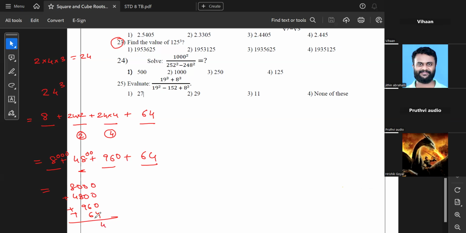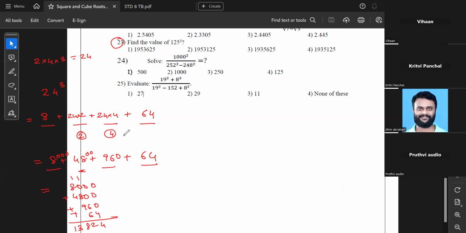The last digit goes as 4, this goes as 12 with 1 carry, 9 plus 9, 18 with 1 carry, 9 plus 4 goes as 13. So 13824 will be the cube of 24. So 24 multiplied by 24 multiplied by 24 comes to this answer. So I believe the method is clear. इस method में किसी को doubt है?